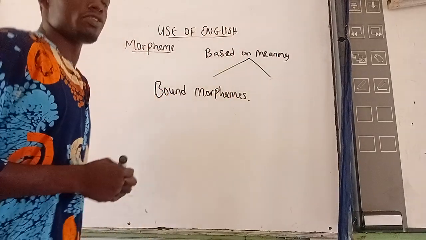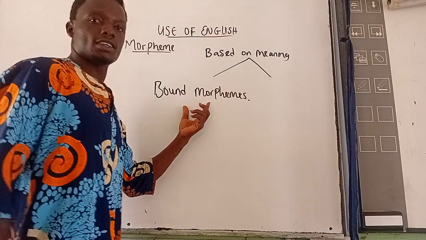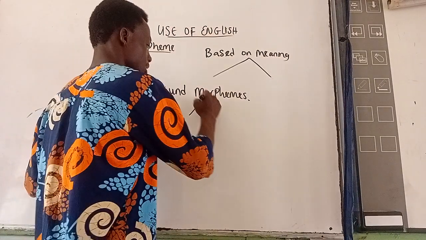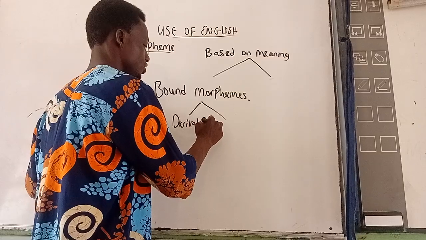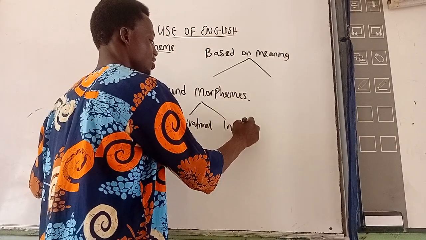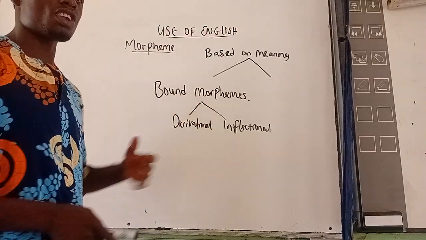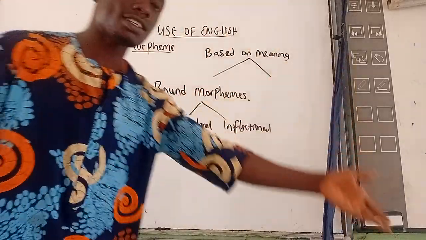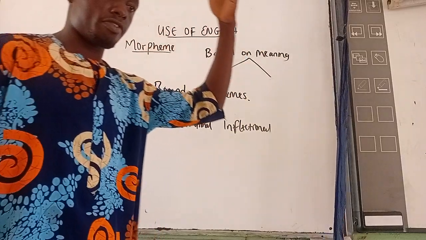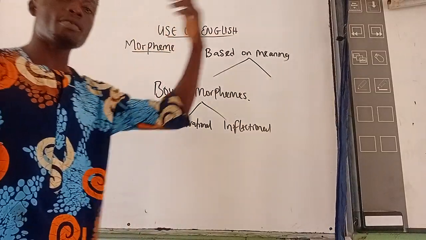When we are talking of bound morphemes, we have two types. We have the derivational, and we have the inflectional. Bound morphemes are also called additive morphemes, like they are added, whether in form of suffix or prefix. They are added in form of affix.